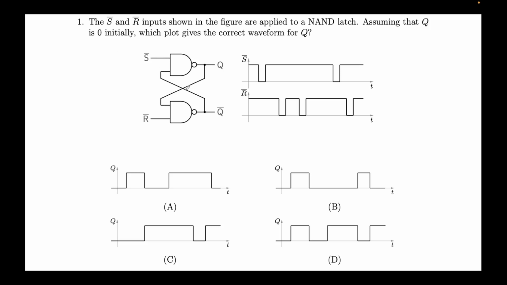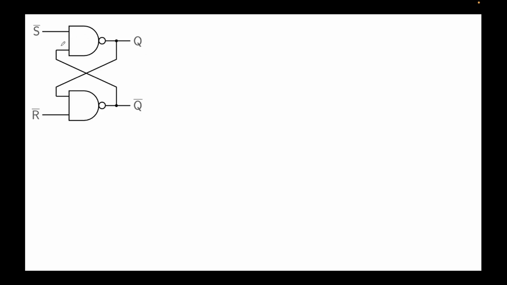Assuming Q is 0 initially, there is an output Q, and Q bar is nothing but the inversion of this. Bar denotes inversion, as you know. Which plot gives the correct waveform for Q? We are given this circuit and the signals for these two inputs, S bar and R bar, and we are required to find the output. It's as straightforward as that. Let's first have a look at this component. It is also called a NAND latch or an SR latch. S stands for set, R stands for reset.